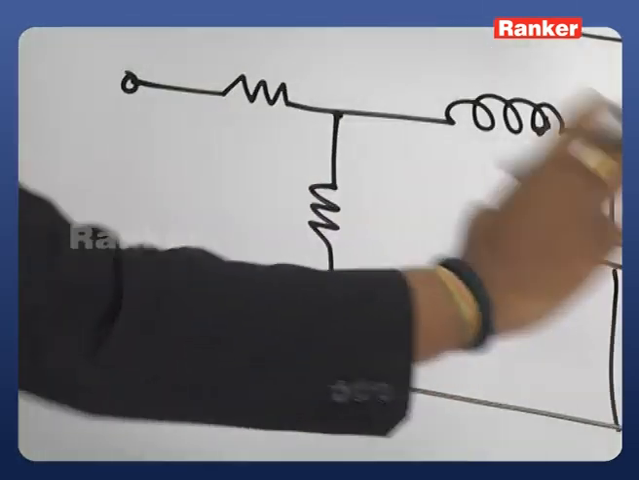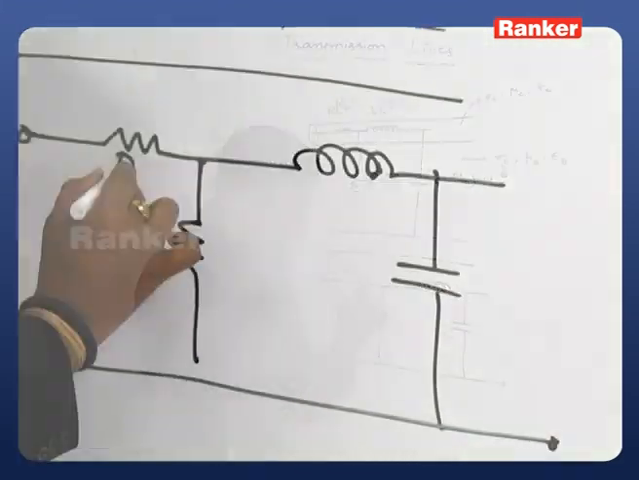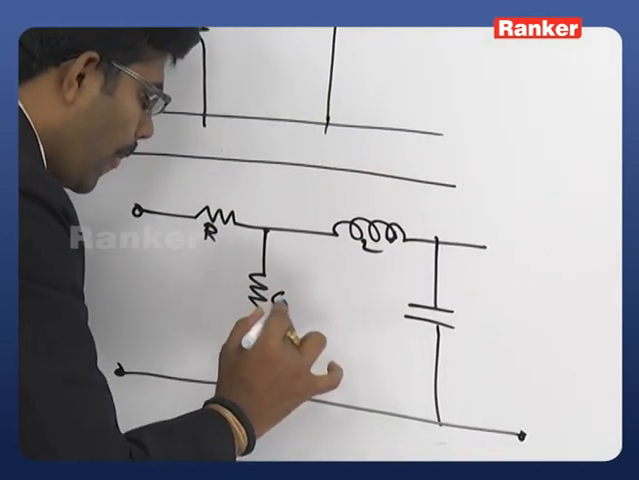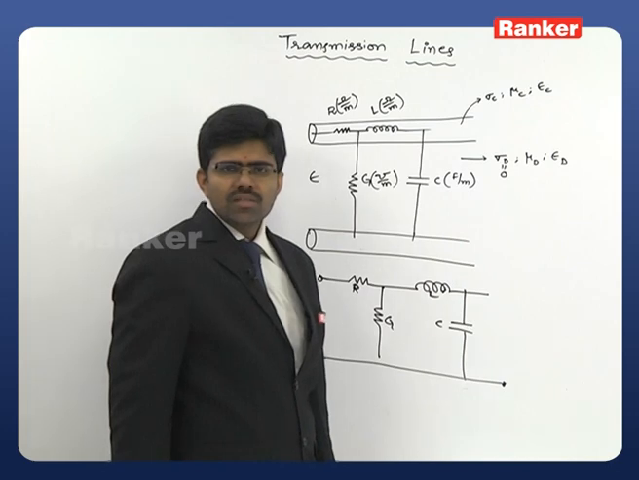This is for a given differential length. What I am doing is taking a differential, a small length. For that, I can replace it with R, L, G, C. So, this simple circuit is useful for us. It is nothing more than that.